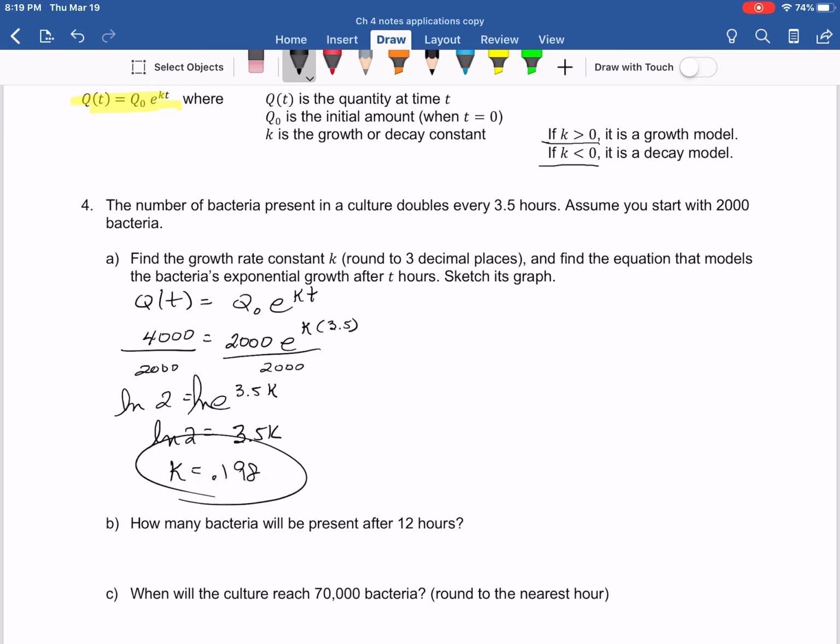Okay, so the formula that you're being asked for, Q of T, is your initial population size times e to the 0.198 times however many hours you would like to go by. Sketch the graph.